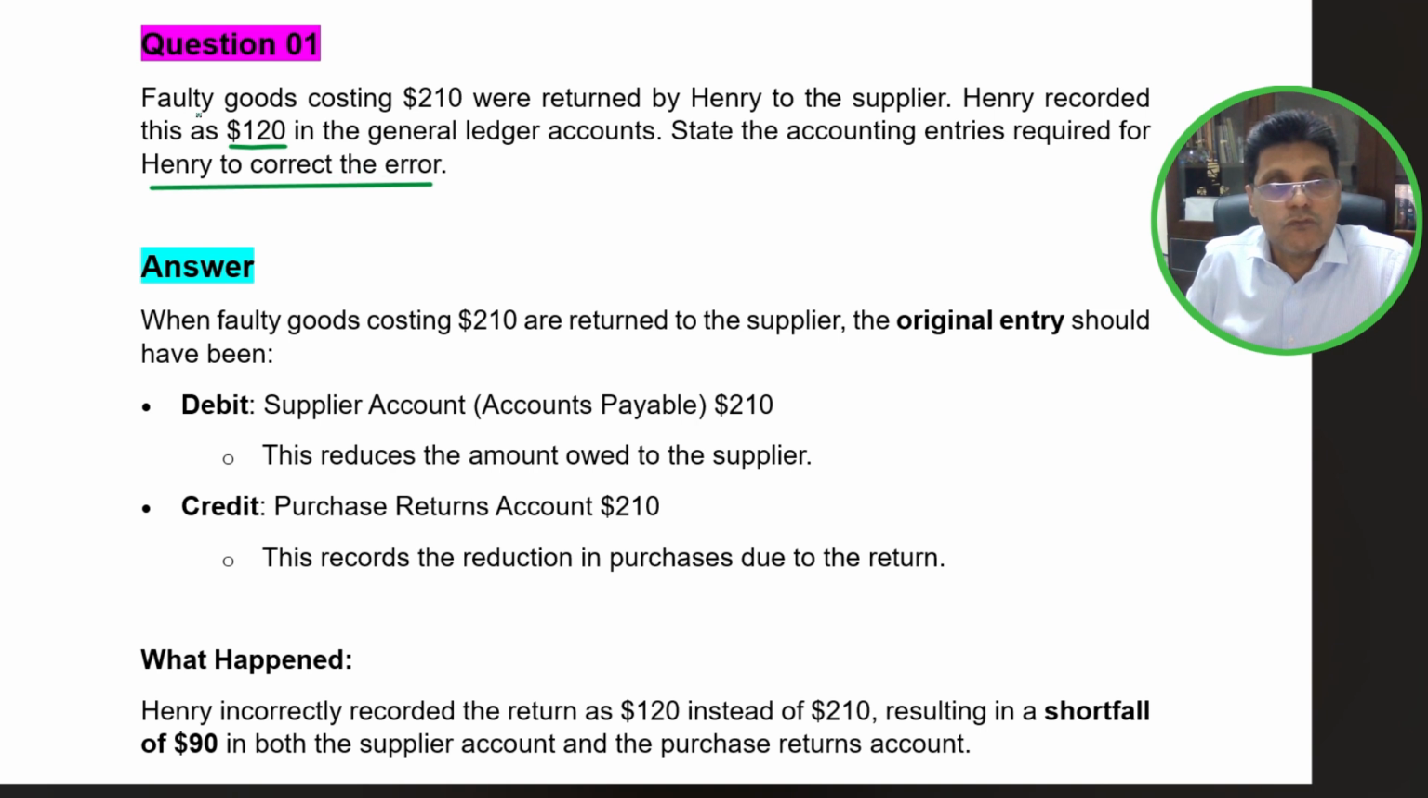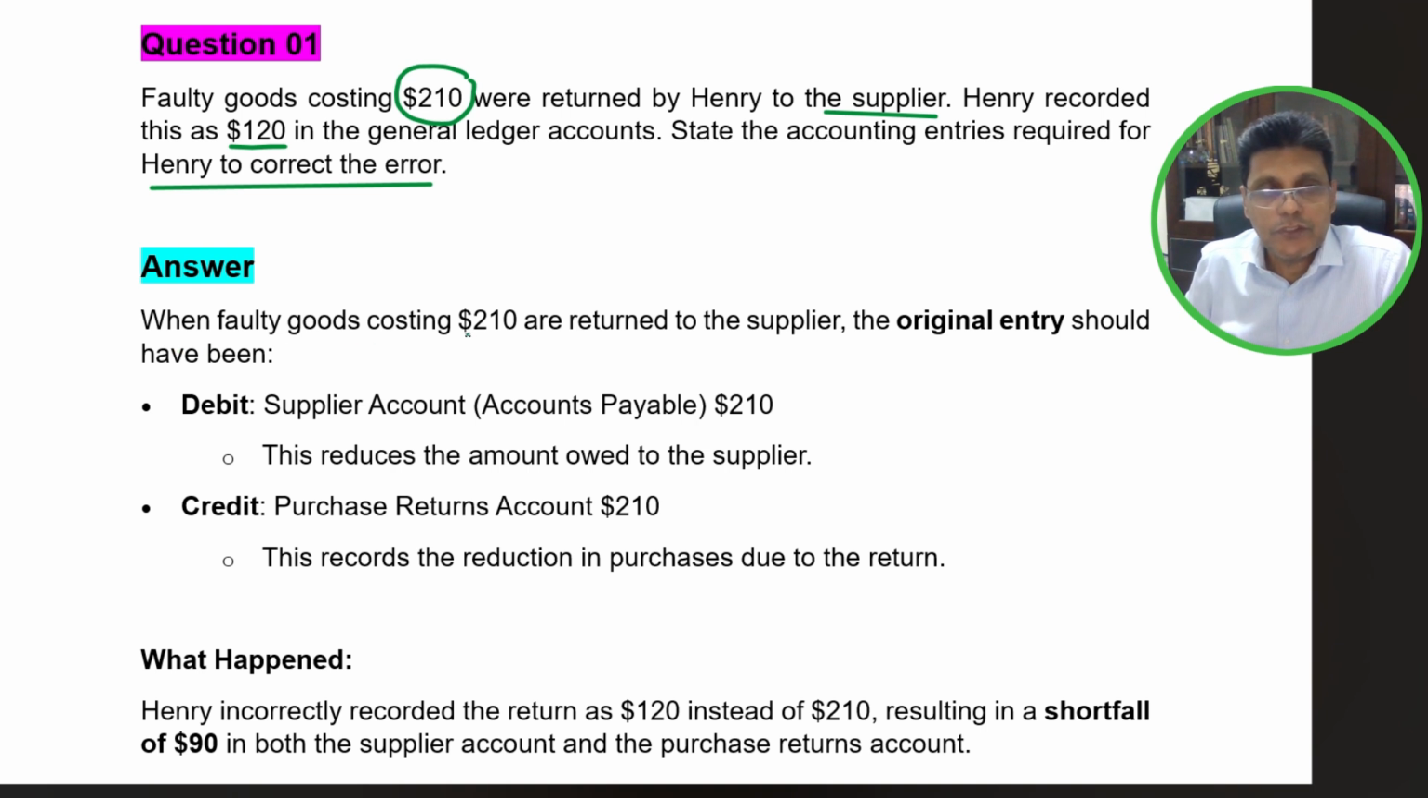Okay, so faulty goods costing $210 were returned by Henry to the supplier. However, Henry recorded this particular return as $120 instead of $210. So what should have been the correct entry?